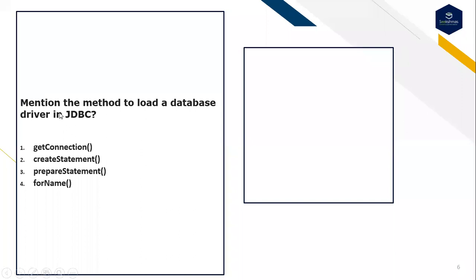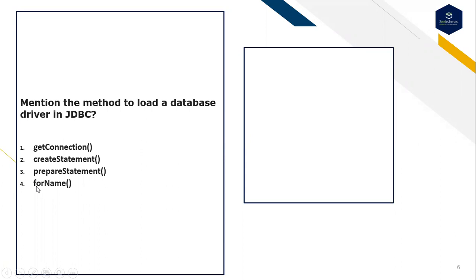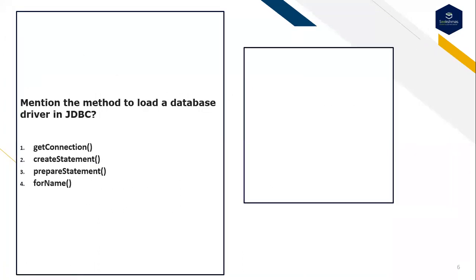This is the next question. Mention the method to load the database driver in JDBC. The options are getConnection, createStatement, prepareStatement, and forName. And this is very easy. The first options are not true; the last option is true. The forName method is useful to load the database driver. You can see here, this should be uppercase D, and the forName method is useful to load the drivers. So the fourth option is the correct answer for this.